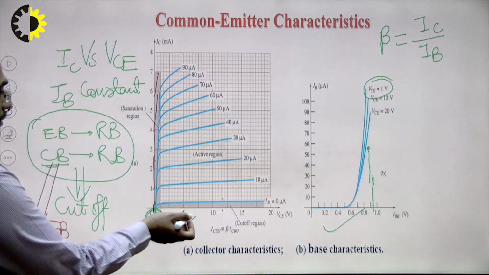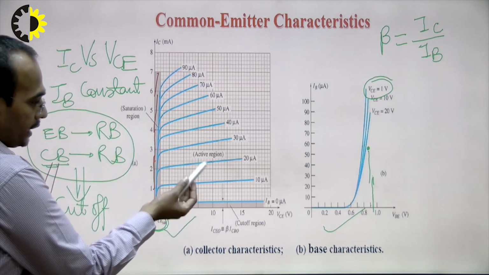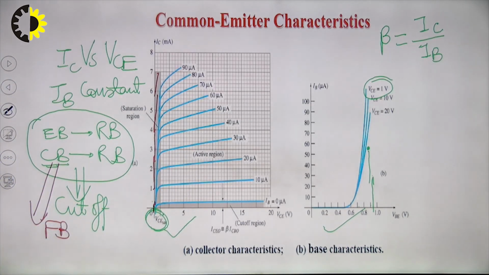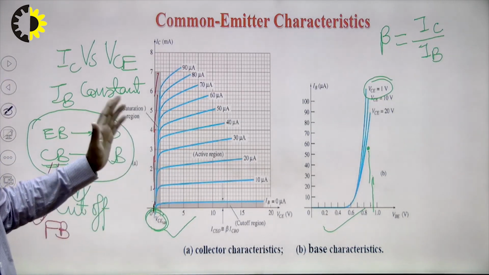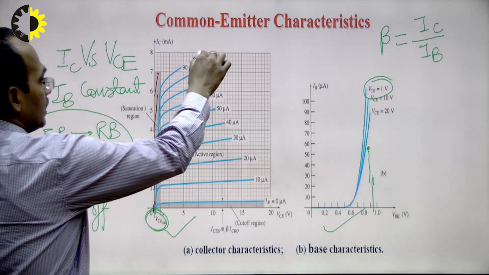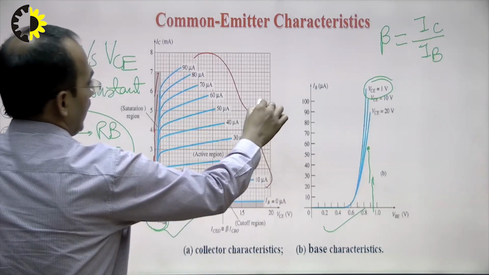So in this region, by increasing the base current, the transistor is operating in the active region. The emitter base junction is forward bias and the collector base junction is reverse bias. So this region is known as the active region.